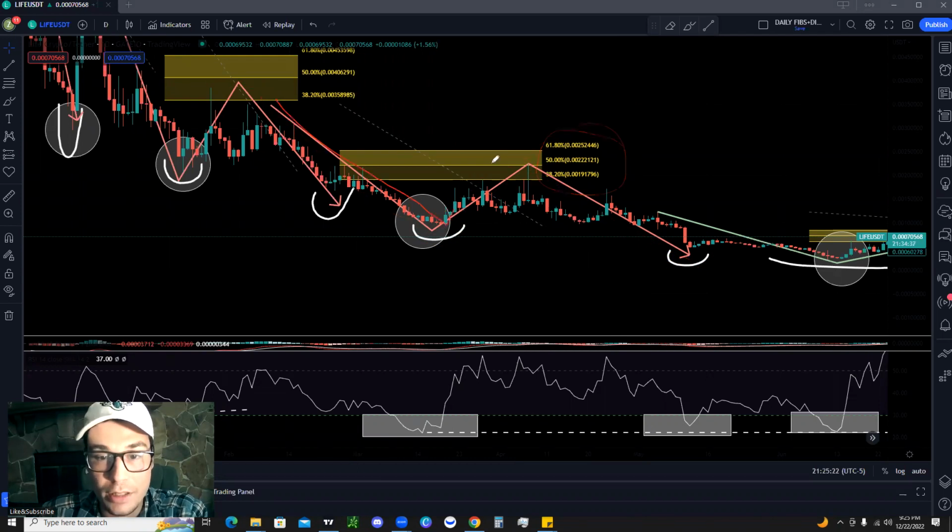At any given point in time, if we break through these levels, that's when we can look for a reversal, right? If we break through those levels and they're not valid resistance, then that's when we can get ourselves a reversal.